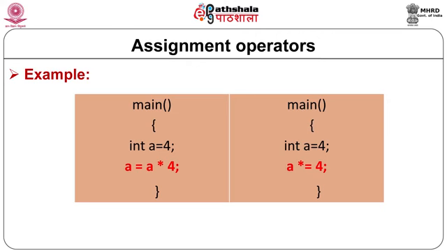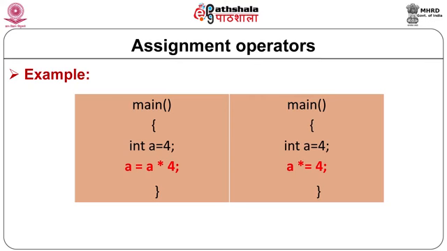After this we will see one more simple example of assignment operator, which includes just 2-line program. You can see in first program, integer a equal to 4 and a equal to a star 4 means a multiplied by 4.